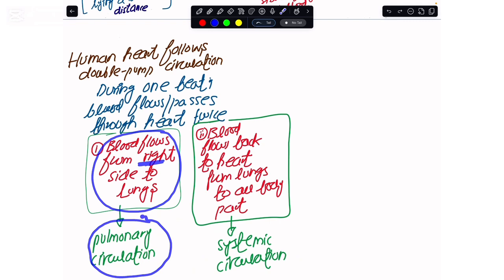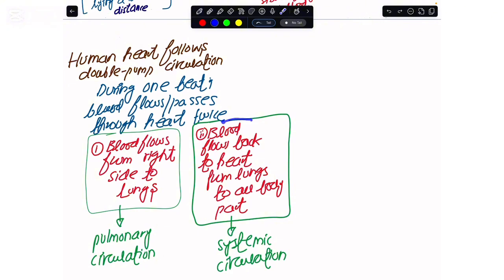The blood comes from the lungs. So this is the pulmonary circulation. The other way around, from the left ventricle of the heart, the blood goes out through the aorta and is then brought back toward the right atrium of the heart in the systemic circulation. So we see that in one heartbeat, the blood flows twice through the heart. This is why the human heart follows the double pump circulation.